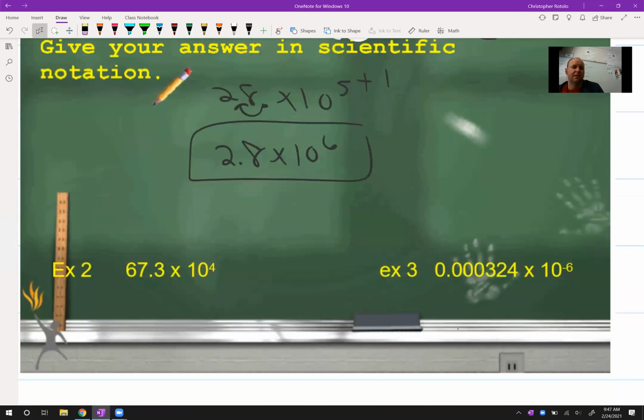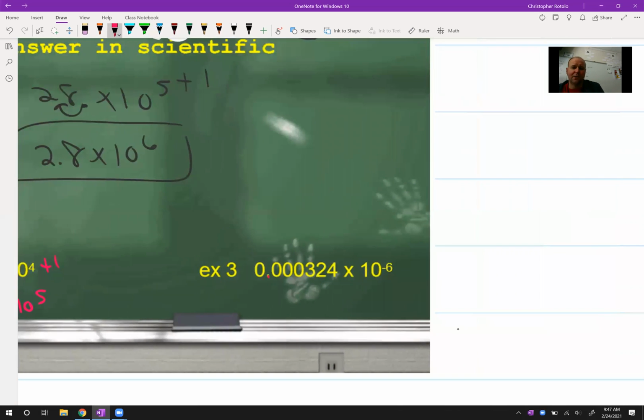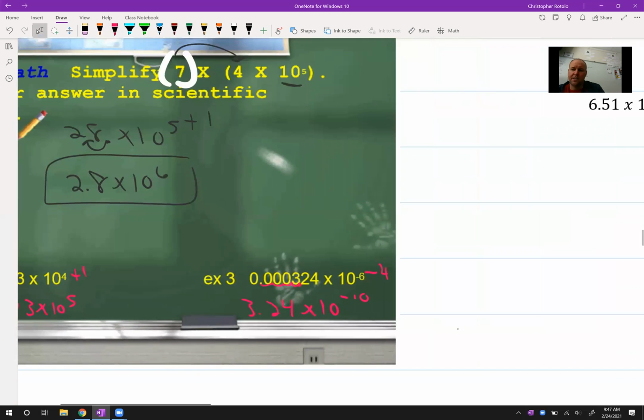Okay, let's try that again down here. This is too big by 1 place, so plus 1 place, 6.73 times 10 to the 5th. So it's not too bad. Well, what if the number's way too small, like example 3 over here? This number's way too small. 1, 2, 3, 4, by 4 places. So 4 places, but it's too small, so subtract. So 3.24 times 10 to the negative 10th. All right, so that's how we translate some of those around.